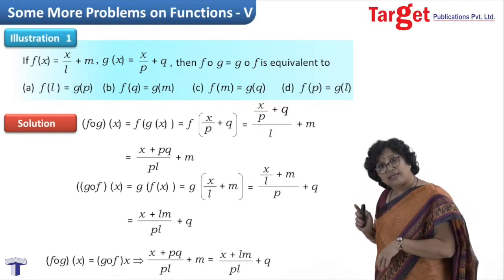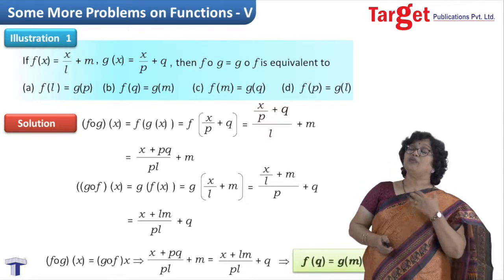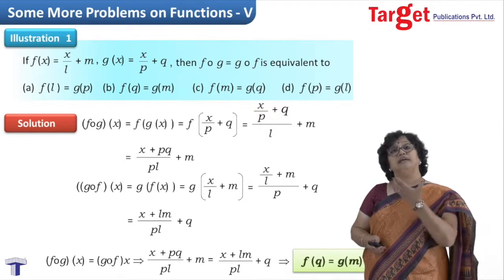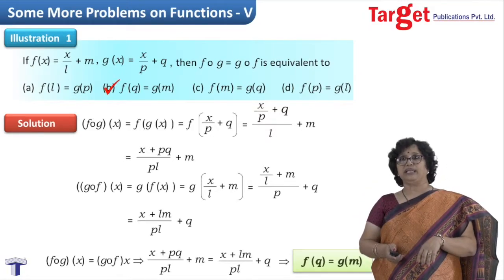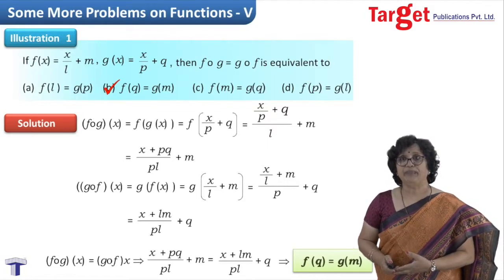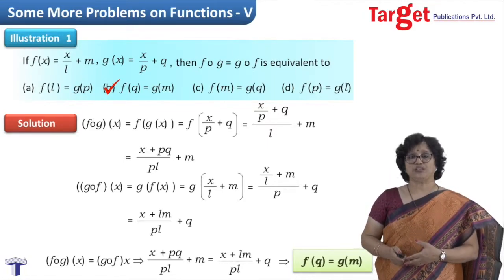Similarly, you do that exercise on the right hand side and you will realize that the right hand side is nothing but g at x equal to m. So the correct option is nothing but B. Let us move to the next question.